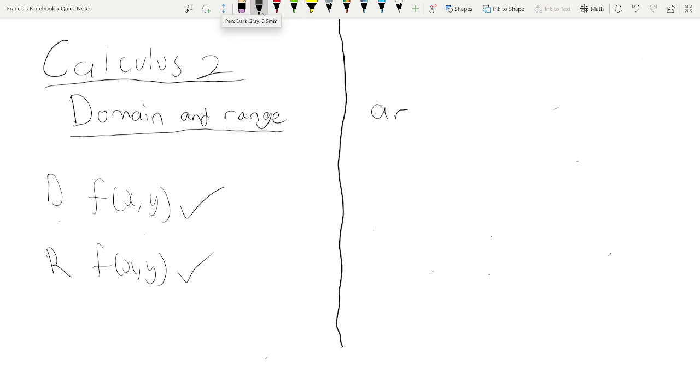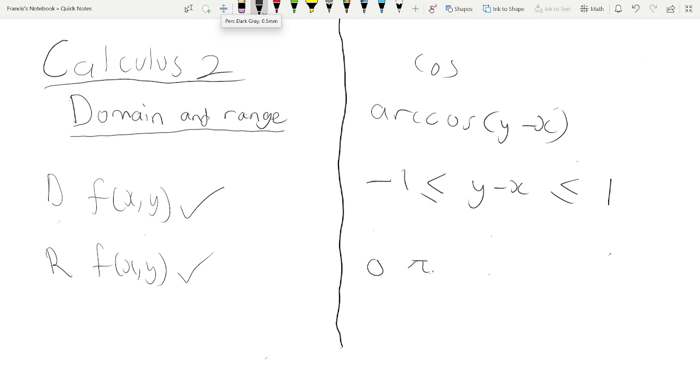Now, if we want to do this for, let's say, the inverse of cos, so arc cos, yes, I'm spelling this correctly. So arc cos, and the example we have here is y minus x. It means that now we are doing the inverse. So now what would have been the range for cos becomes the domain for the inverse. So we have negative 1 less than or equal to y minus x less than or equal to 1. And then we'll have our range from 0 to pi, right?